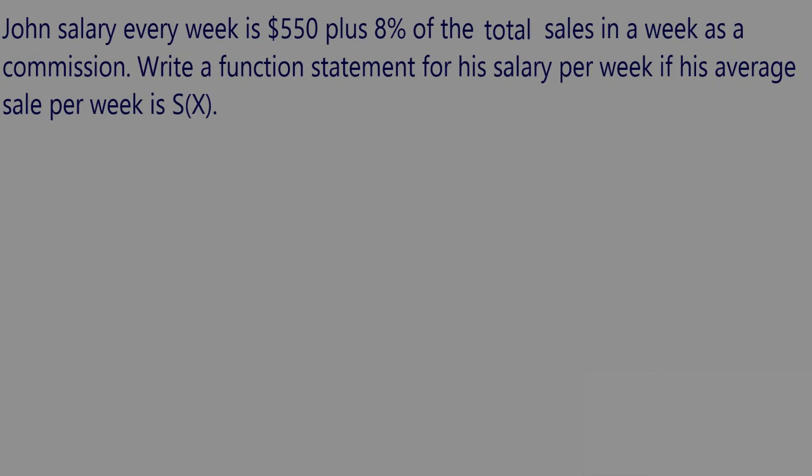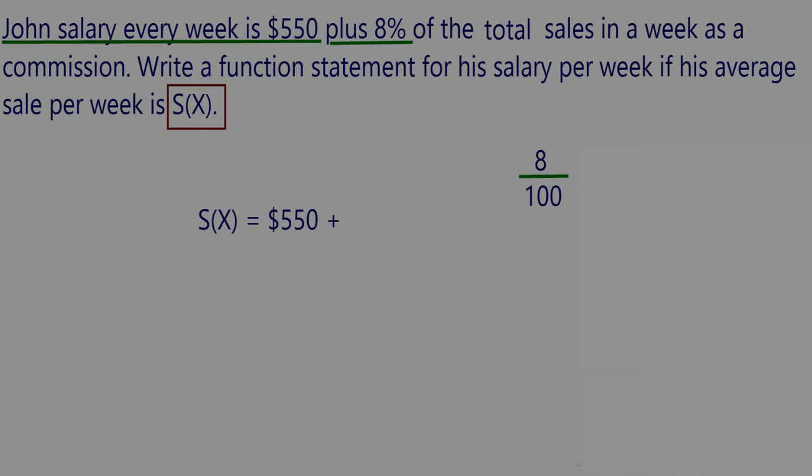If every week John will earn $550 plus 8% more on his earnings as commission, that means the formula to find John's total salary should be s of x equals $550 plus 8% more of $550. 8% is 8 over 100. Times that by $550 and that would give $40 as the money he earns as a commission.